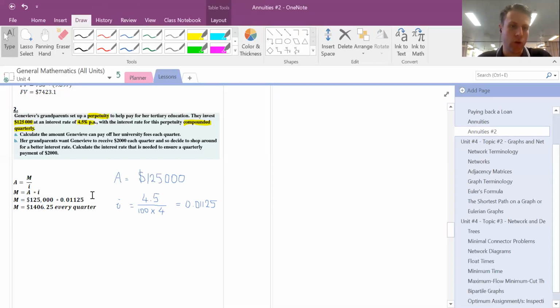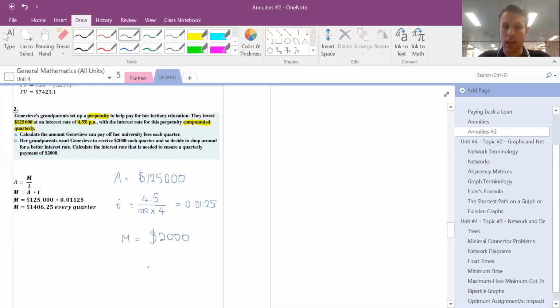Let's look at B. Her grandparents want Genevieve to receive $2,000 each quarter. So this time they've already established, hey, hold on a moment. We don't want only $1,400 to come off every single time. We're wanting $2,000 to come off every single time. So they've established an M value this time, an M value of $2,000. And they decide to shop around for a better interest rate that can ensure that amount.